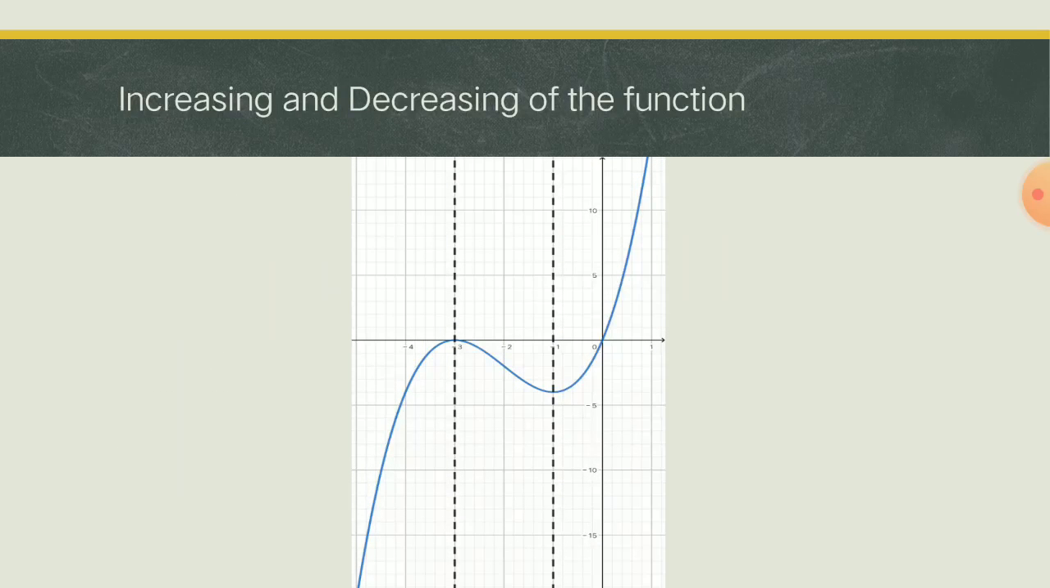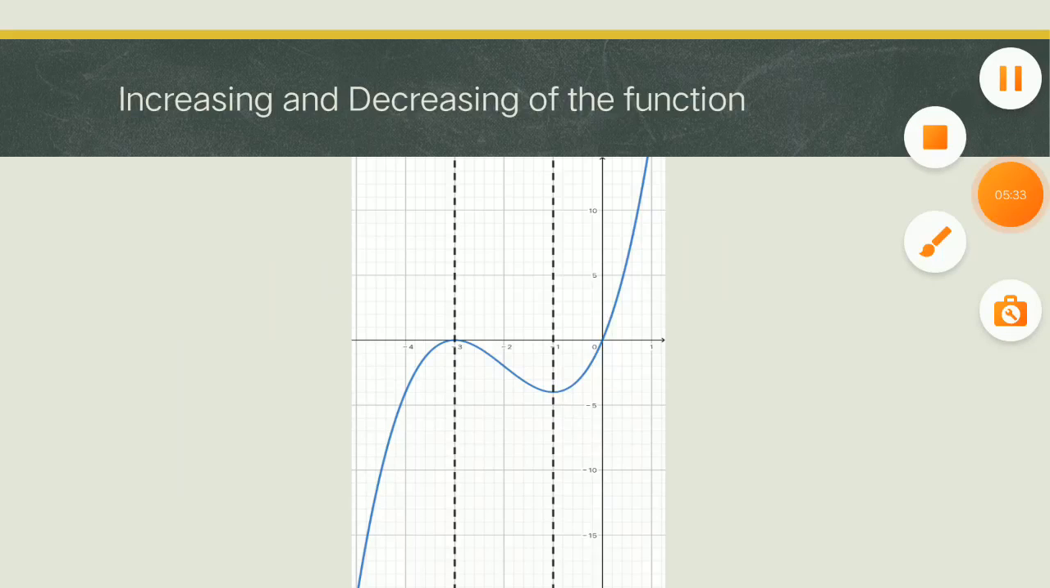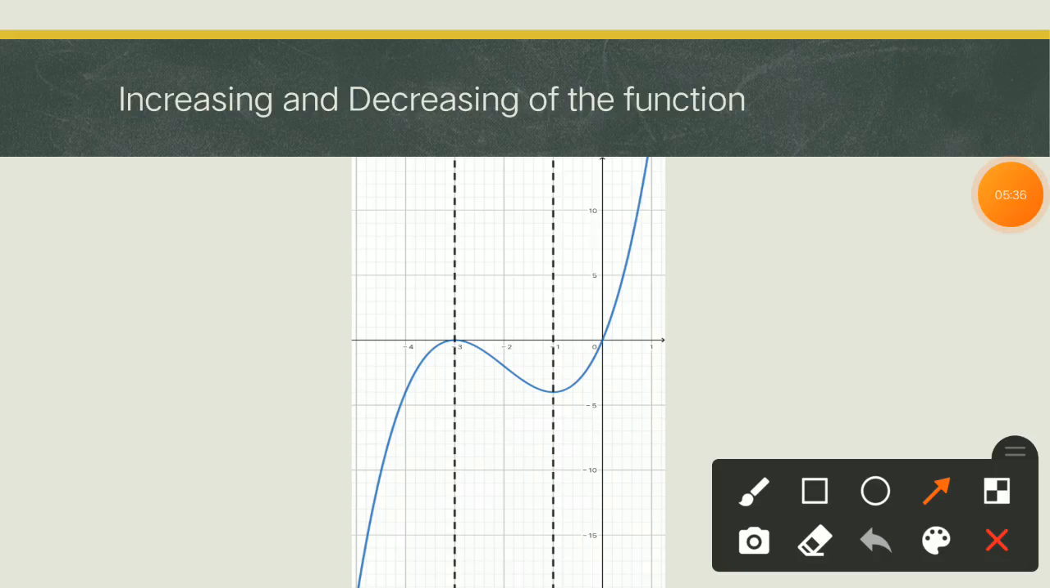So as you can see from the picture, this is the graph of the original function. From the interval negative infinity up to negative 3, as you can see, the graph is increasing. However, from the interval negative 3 to negative 1, the graph is decreasing. And finally, from negative 1 to positive infinity, the graph is increasing again.